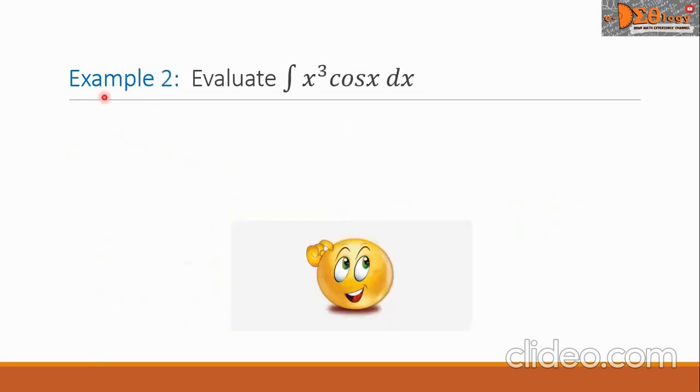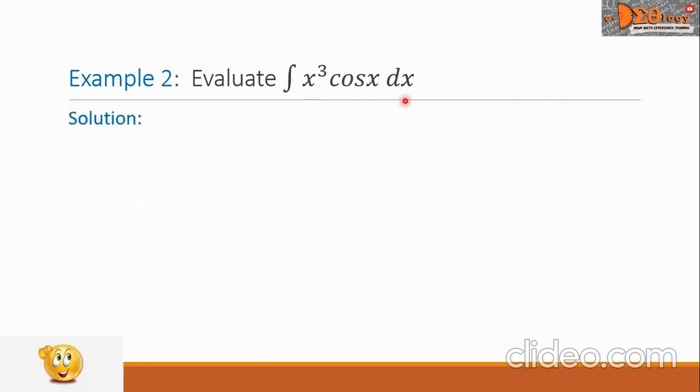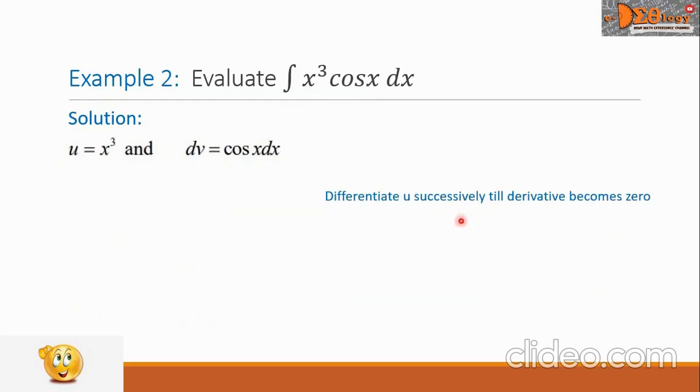Let's have example 2. Evaluate the integral of x cubed cosine x dx. Our u is now x cubed and dv equals cosine x dx. Let us differentiate u successively till the derivative becomes 0. So we have first derivative equals 3x squared, second derivative becomes 6x, third derivative equals 6, and the fourth derivative equals 0, and we stop here.